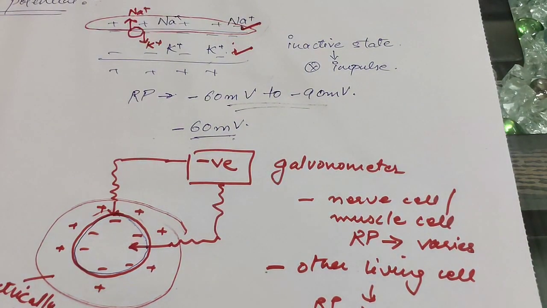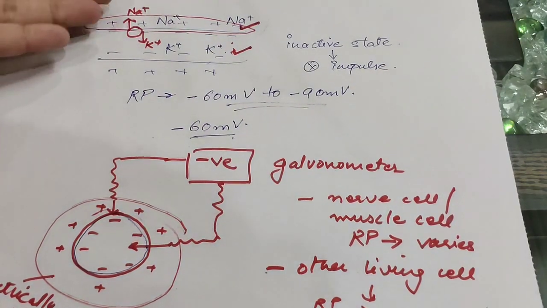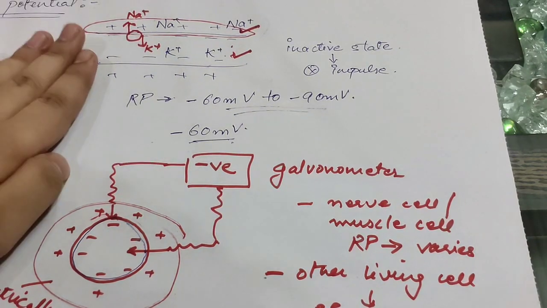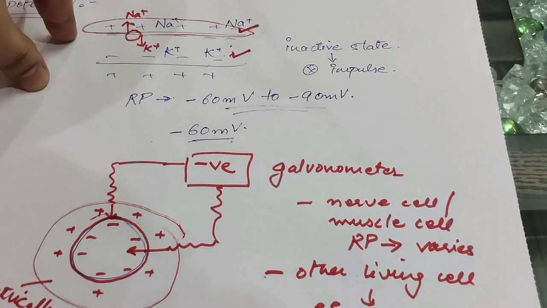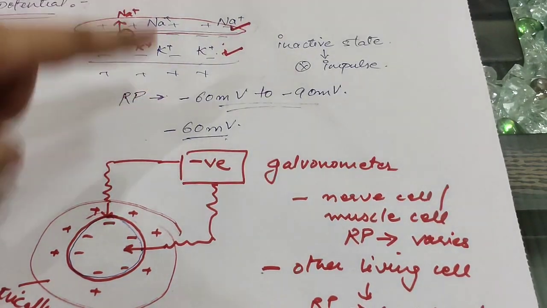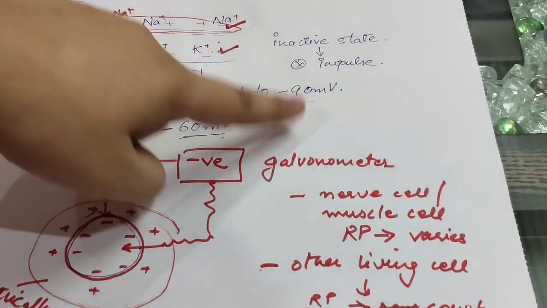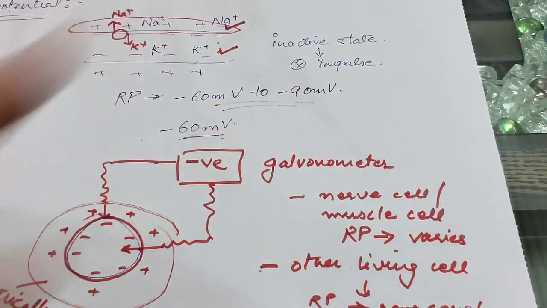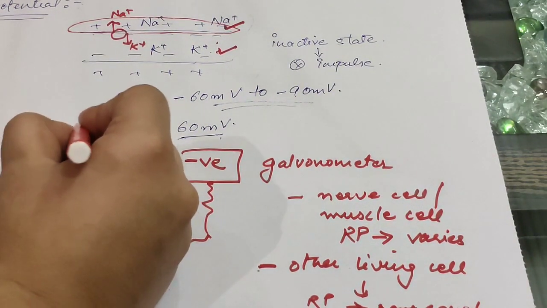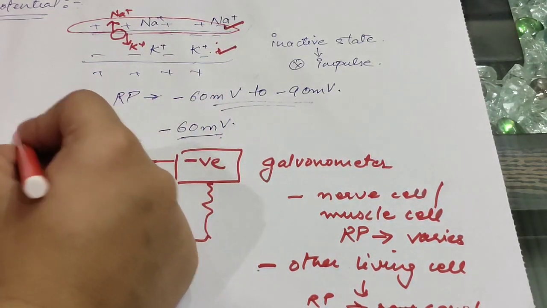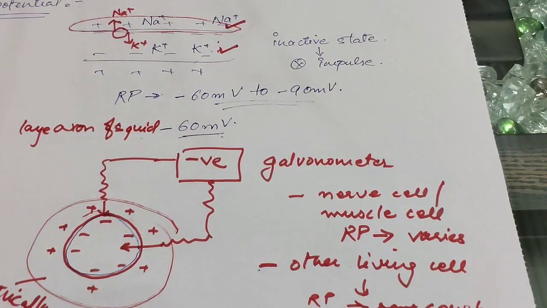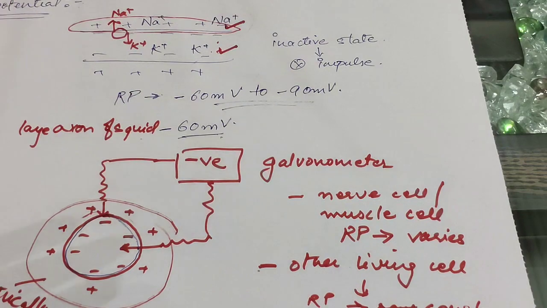The sodium and potassium ions are diffusing through the plasma membrane, and at the resting potential, when the nerve fiber is not excited, the resting potential of this nerve fiber is minus 60 millivolt to minus 90 millivolt, that is, both are negative. In the large axon of the squid, the resting potential is minus 60 millivolt, and the resting potential is measured by using this instrument.